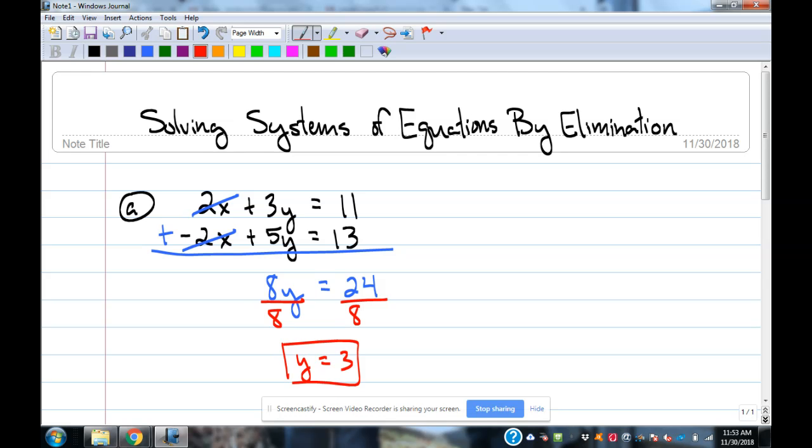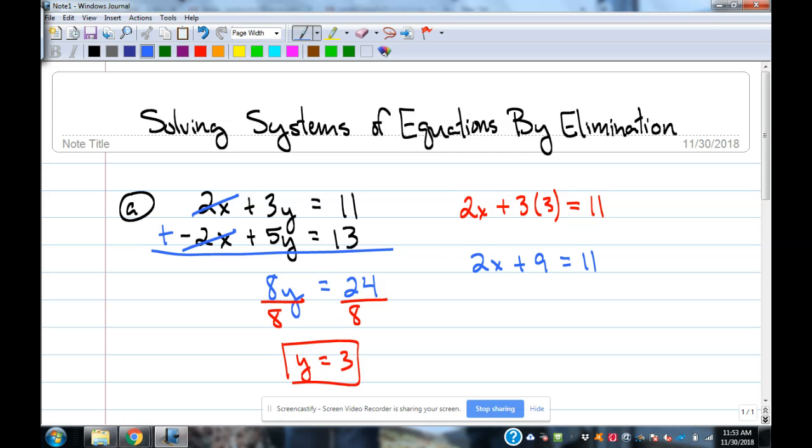So we don't have a nice equation at the beginning where it says x equals this, but we do have two equations that have a y in them. It doesn't matter which one you plug into. I'm gonna plug into the first one on this one because it has all positives on it, so that makes it a little easier sometimes. Okay, so I'm taking that 3 and I'm plugging it in the place of y. So 2x plus 9 equals 11.